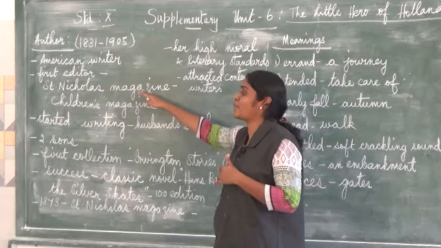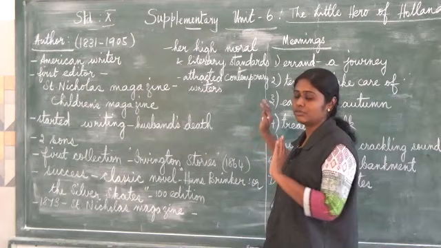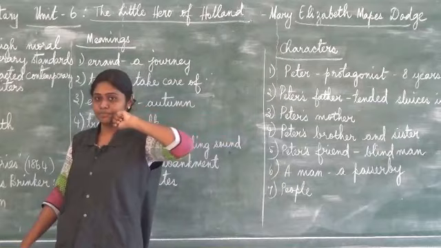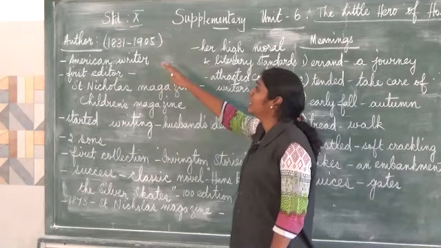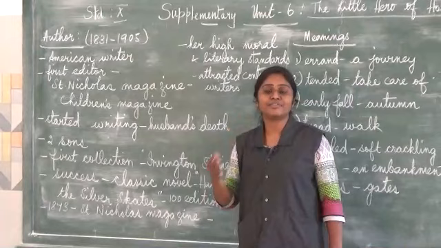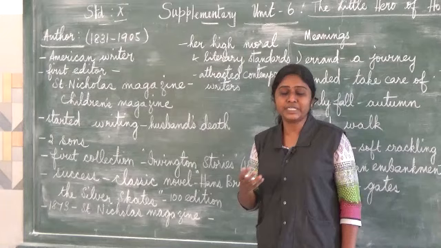So this is the life of our author, Mary Elizabeth Mapes Dodge. She is basically an American writer, and her life period is 1831 to 1905. She started writing only after the death of her husband in order to take care of her family, her children, and also to be independent on her own.